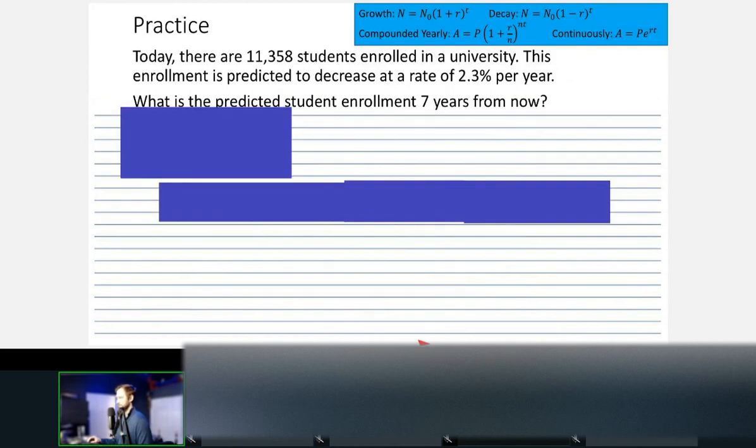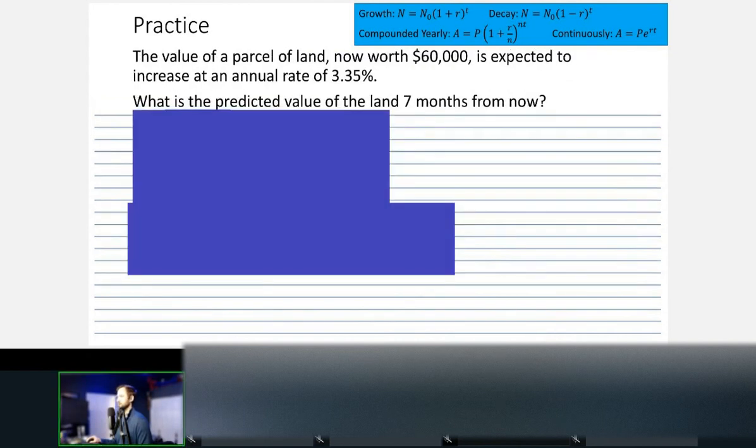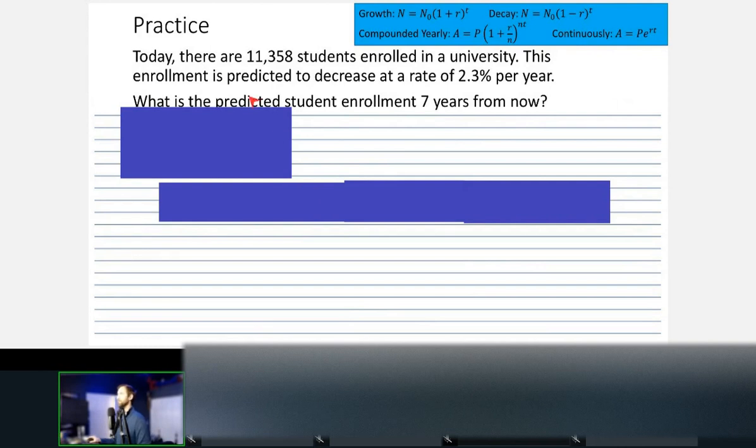We got two more examples here. We got this one and this one. And we got about 4 minutes. Luckily, we only have like one part. This was kind of like 4 problems in one. So we got just these two. These will go quick. All right, everyone, do this problem, please. Today, there are 11,358 students enrolled in a university. This enrollment is predicted to decrease at a rate of 2.3% per year. What is the predicted student enrollment 7 years from now? All right, ready, go. Click the green check when you are finished.